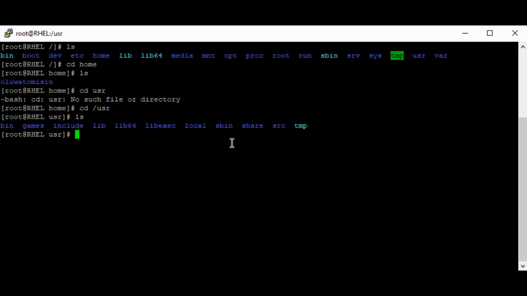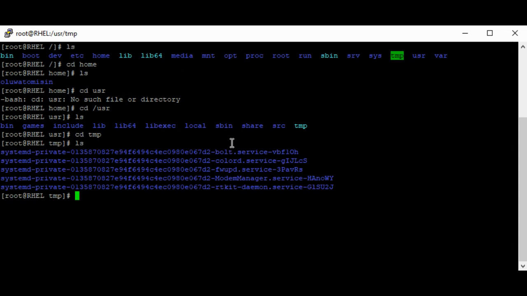And the usr also contains shared files. That is, the /usr is shareable. This directory also contains more libraries and data files used by various commands, like the usr/tmp. It stores more temporary files. Let's check the tmp. Okay, so these are temporary files, and this directory is a read-only directory. I mean, the usr directory is a read-only directory.